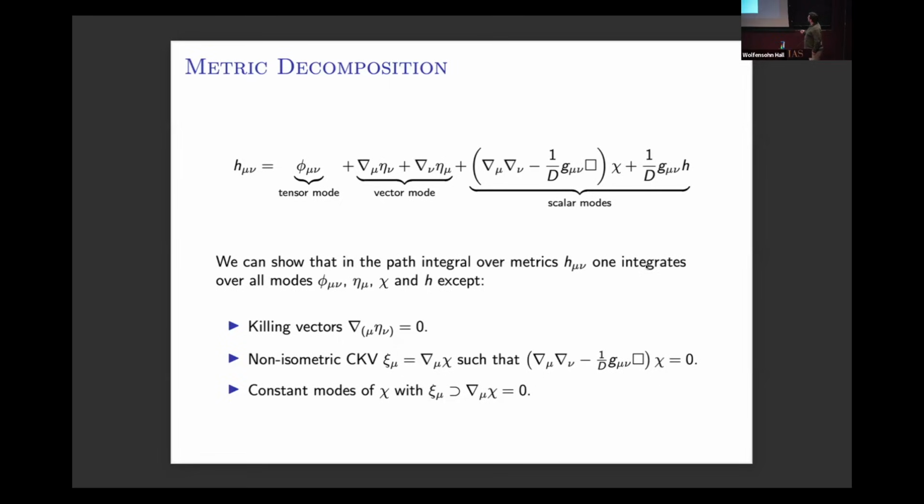For this scalar diffeo, we can combine it with the trace to write it this way. And components of chi contribute unless it's in the kernel of this operator. This happens when chi is just a constant. In that case, the gradient is just zero. Or when it's not a constant, but this non-trivially vanishes, in which case it's a non-isometric conformal Killing vector. So it's a conformal Killing vector that is not itself a Killing vector, because all the Killing vectors are automatically divergence-free. So we will do a path integral over these modes and try to look at where the negativities are.